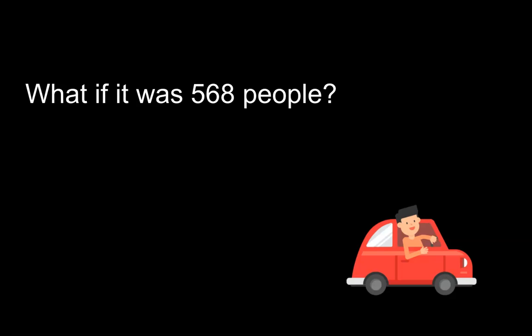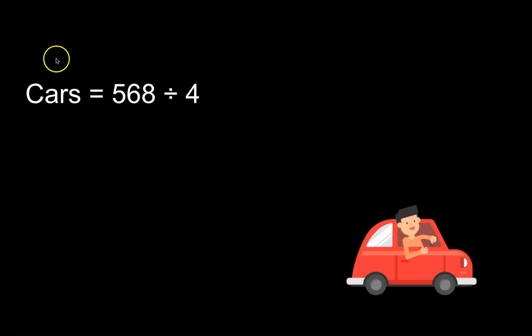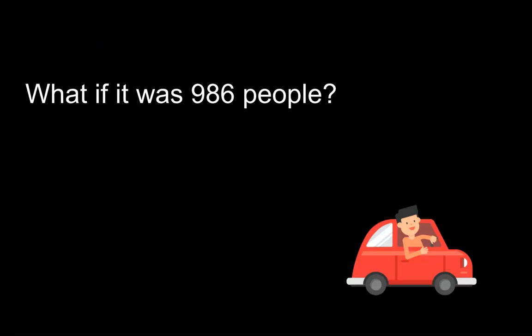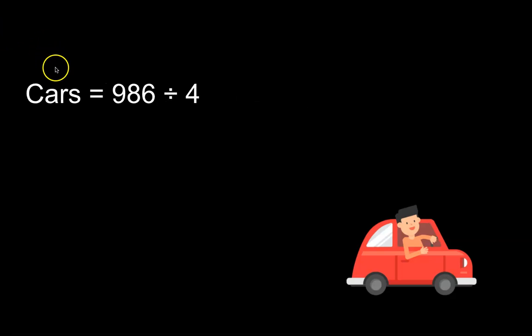What if there were 568 people? Number of cars would be 568 divided by 4. And if there were 986 people, number of cars would be 986 divided by 4. So can you see this number here always changes? And when it changes, this number changes. So this talks about a relationship between this number and that number.